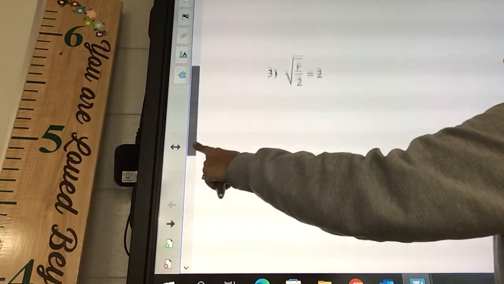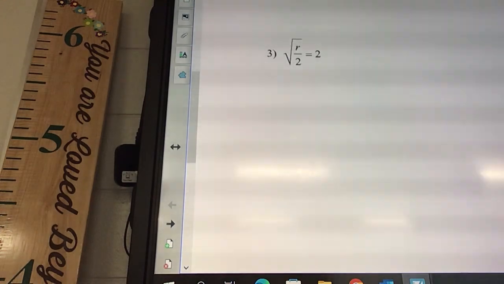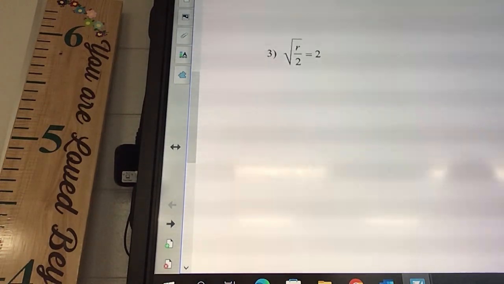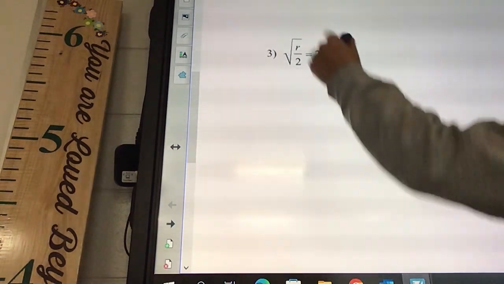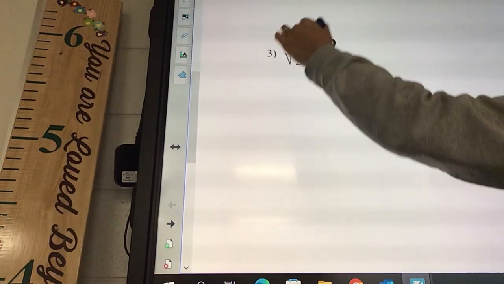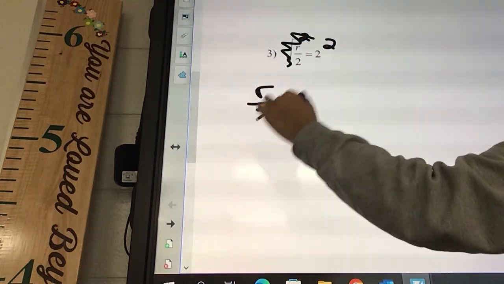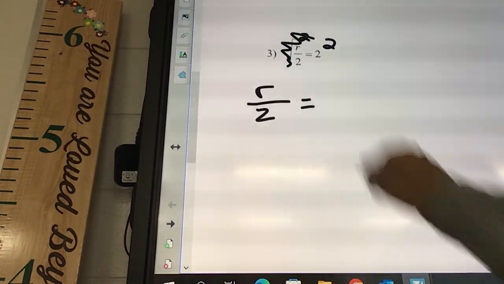Okay, look at 3. Is the radical by itself? Yes, okay, there's nothing in front of it and there's nothing on the outside of the house, okay? So we can go ahead and square both sides. Okay, and so this is gonna cancel out that house. So you're gonna be left with r over 2 equals what? 4.